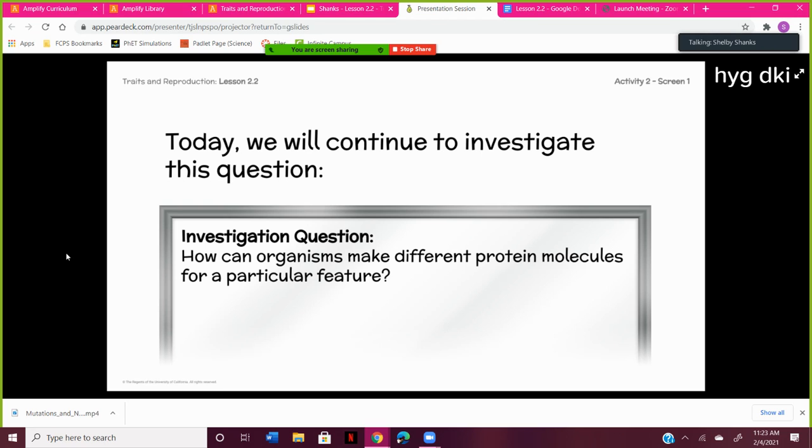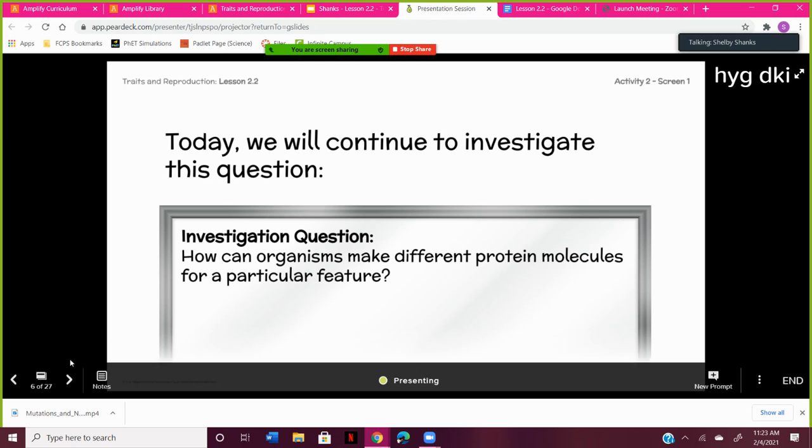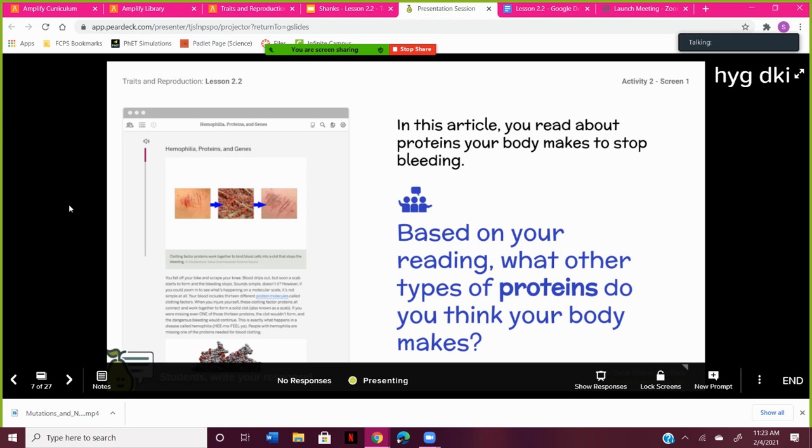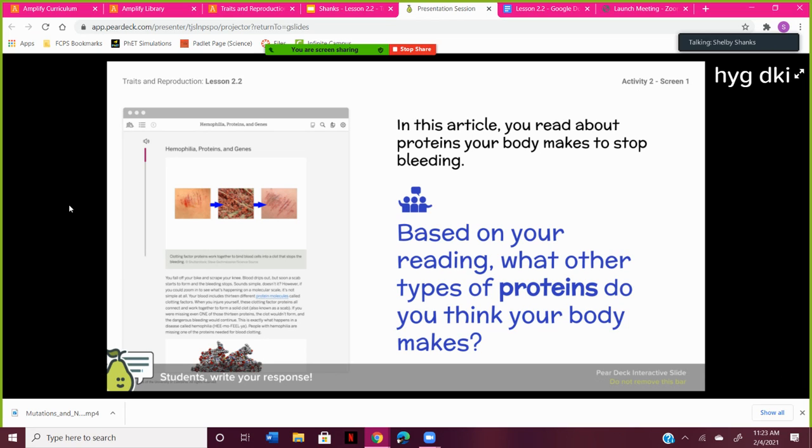All right, so for our investigation question today, we have the same question from Tuesday. How can organisms make different protein molecules for a particular feature? This is where I want you guys to write your responses that you had for your warm-up into our Peer Deck. This is one of our questions today.